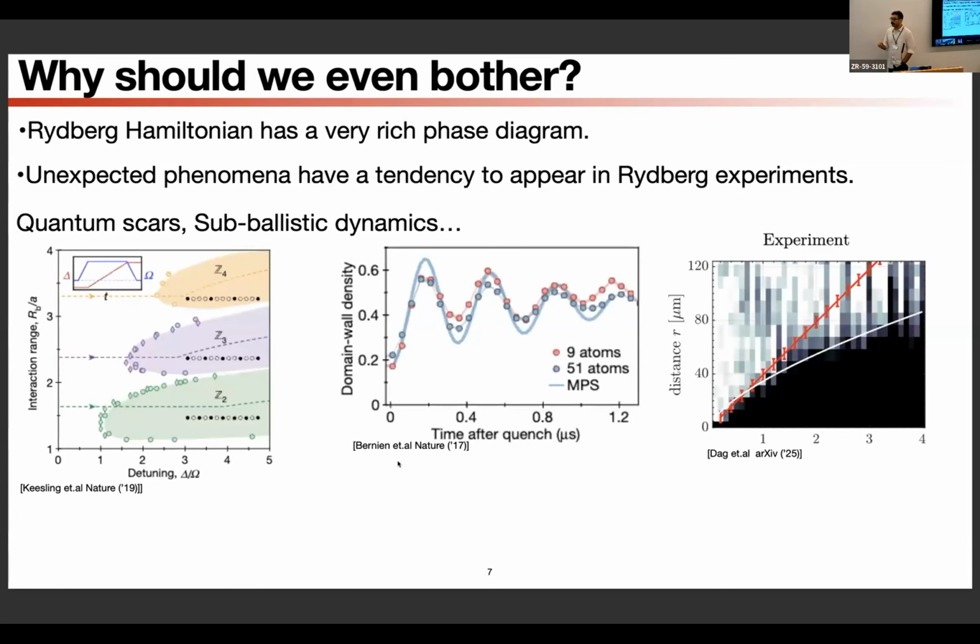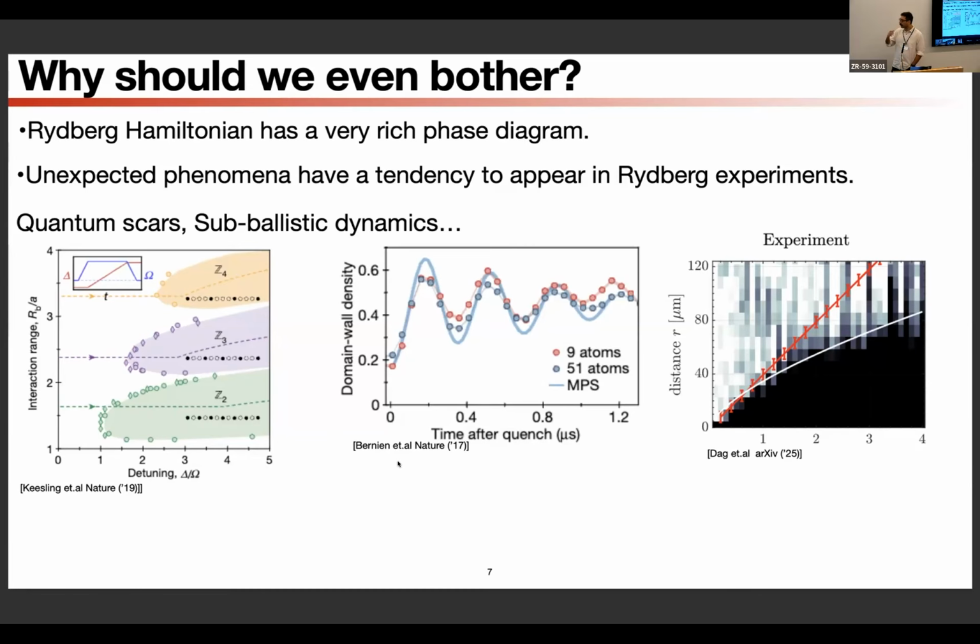But you can say the mixed field Ising model is much more easily simulatable on any other kind of quantum computing platform. You can do this with superconducting qubits, trapped ions, etc. Why do this on Rydberg arrays? So there are a couple of reasons for that. The first one is that the Rydberg Hamiltonian has a very rich phase diagram. And the effects of these different phases on information propagation and scrambling have not been explored completely.